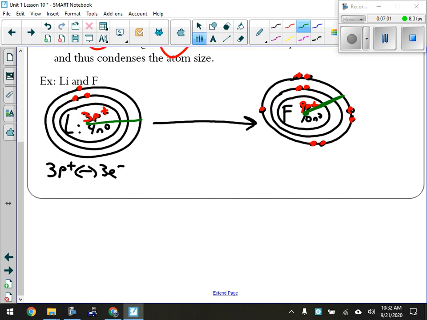All right. So you could say atomic size or radius decreases. So the atomic size or the atomic radius decreases as you move across a period. The 9 protons are attracting 9 electrons. There's a lot of opposites attract there, and it's helping suck that atom in.